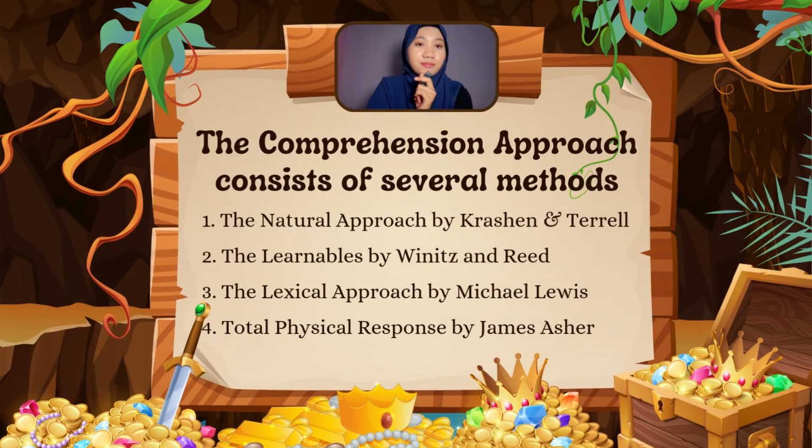Okay, and the comprehension approach consists of several methods. The first is the natural approach by Krashen and Terrell. Number 2 is the Learnables by Winitz and Reed. Number 3 is the lexical approach by Michael Lewis. Number 4 is Total Physical Response by James Asher, which is the one we will examine in detail to see how the principles of the comprehension approach are put into practice. James Asher said the fastest way to understand a new language is to follow the teacher's commands while moving, like the game Simon Says. And this has been applied to a class of fifth grade elementary students in Sweden.